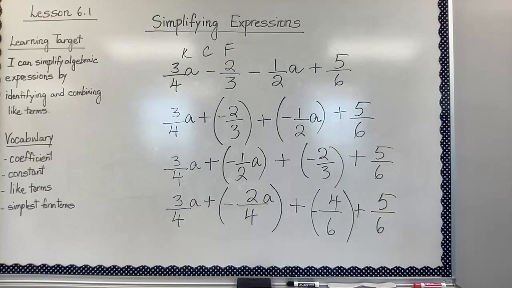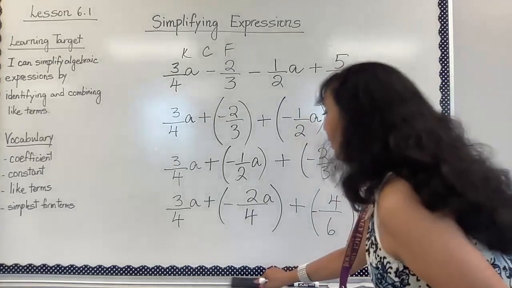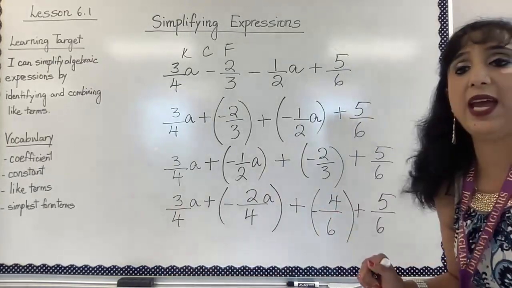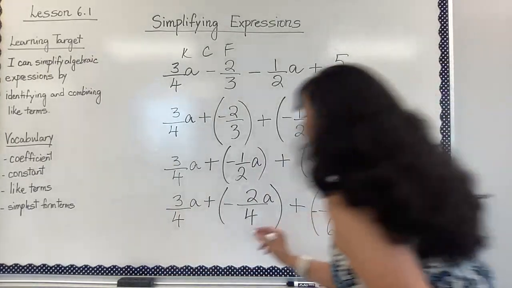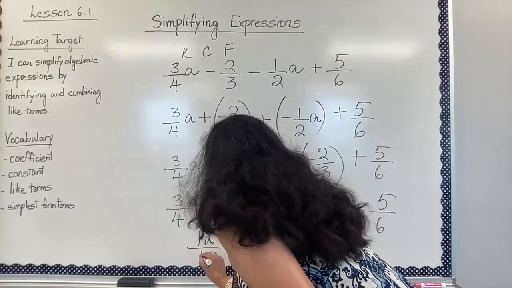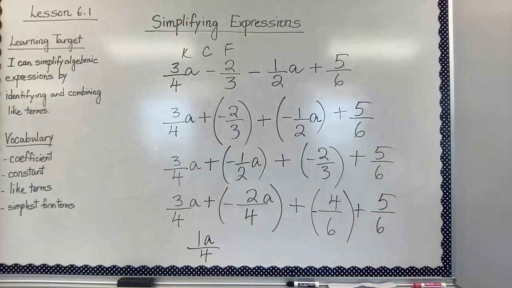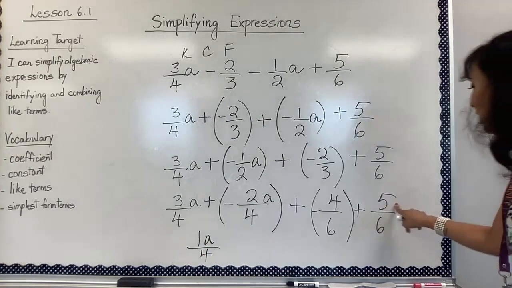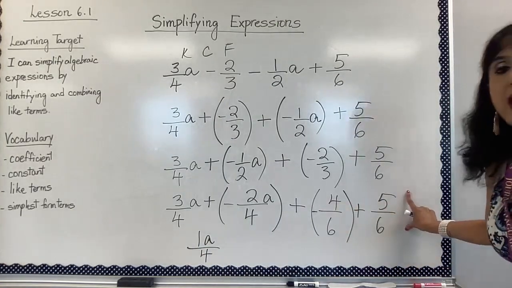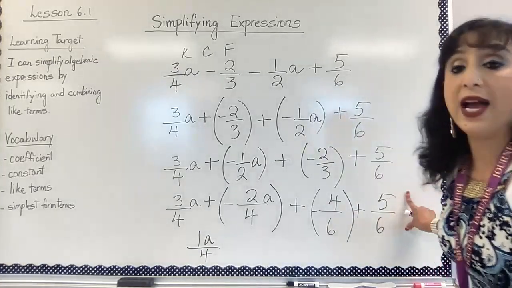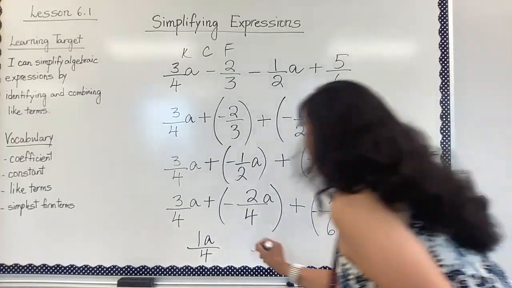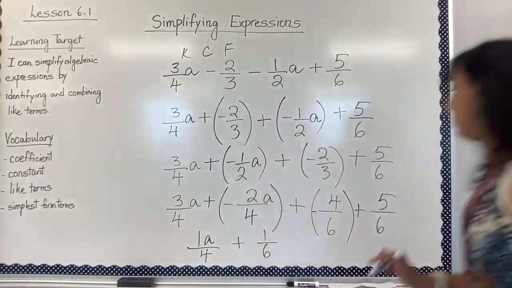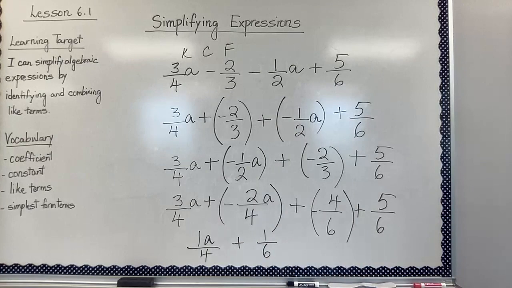or subtract. So if I look at 3a minus 2a, I am going to get 1a over 4. And then if I look at these, they are opposite signs. So I'm going to take the bigger absolute value, which is 5/6 minus 4/6. So I get plus 1/6 because the sign in front of my bigger number is positive. Okay, so 1/4 a plus 1/6.